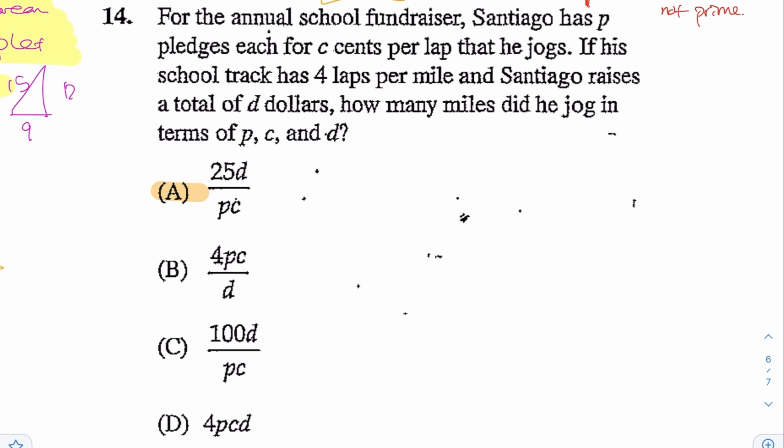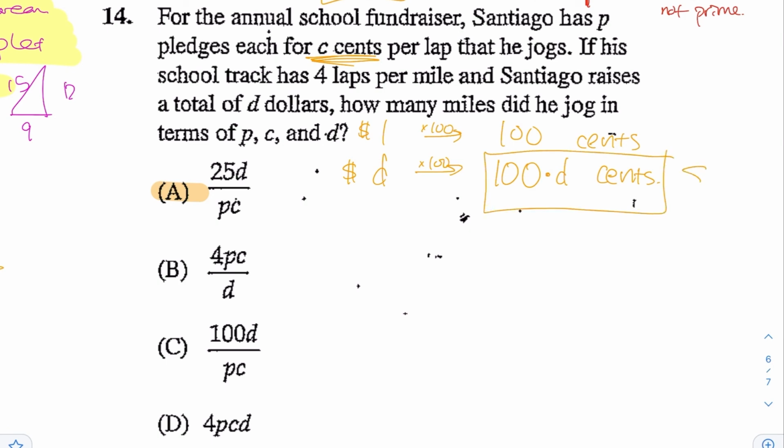Here he made $D, which in this case you want C cents, so you want to turn this into cents. And that would be 100 times D cents. And that's because $1 is equal to 100 cents. So you have to times 100. So he made this much money.